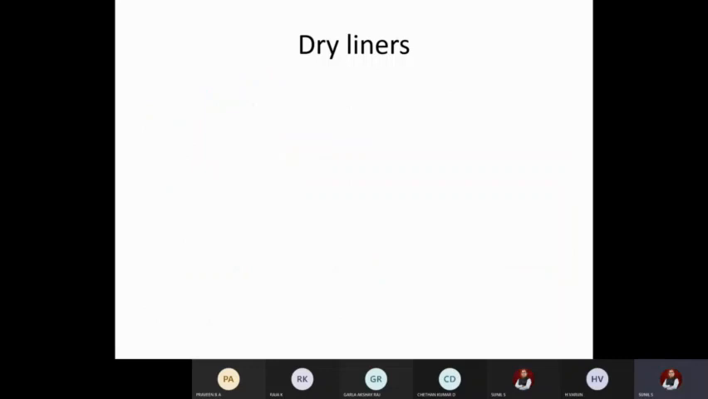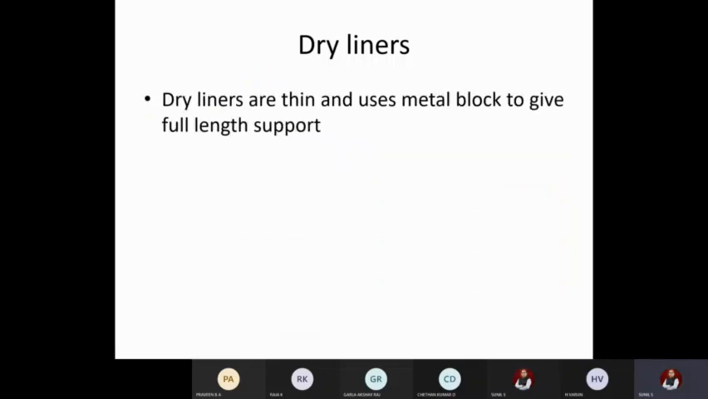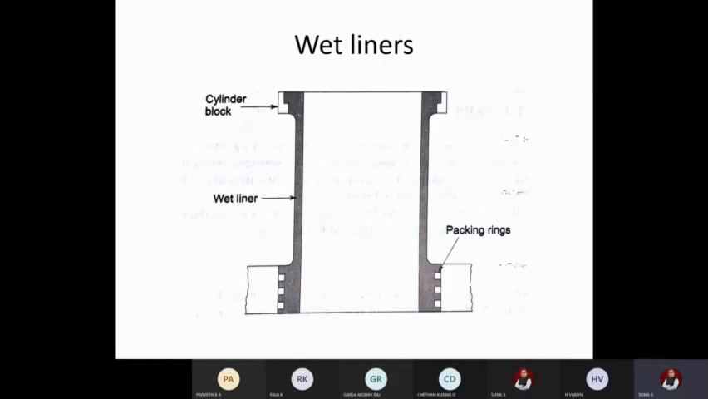So we'll move to the next, dry liners. Okay. So, sorry, wet liners. Just take down a rough sketch. I'll explain you the concept.